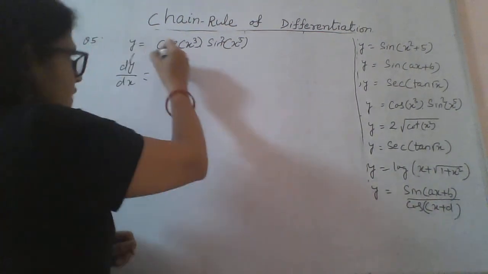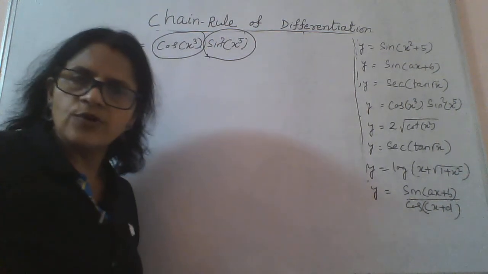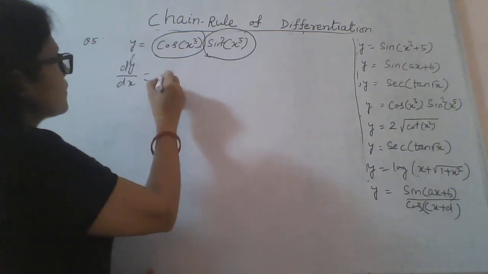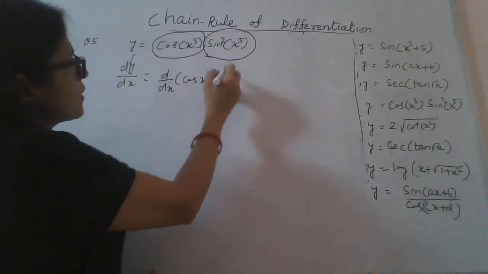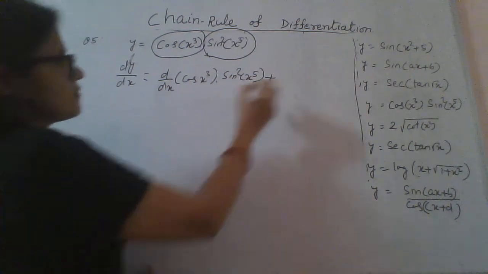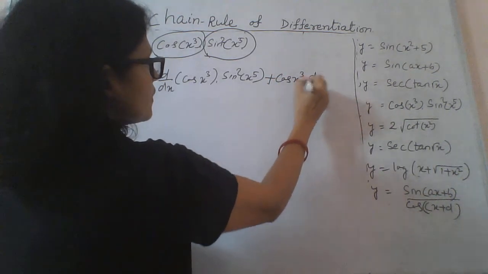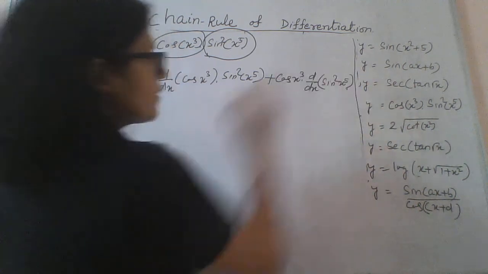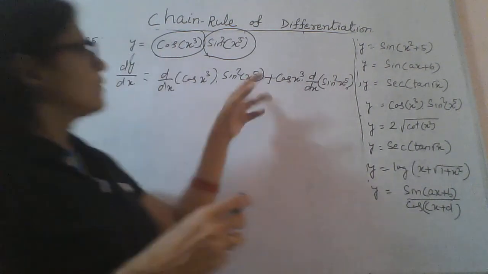So here you see, first of all, the basic thing is it is a product of two functions. So the first thing is we will be applying product rule. Now dy by dx, so you will take d by dx of cos x cube into sine square x to the power 5 free, plus cos x cube into d by dx of sin square x to the power 5, right? Product rule is like this: derivative of one, the other function free, I wrote it like this.